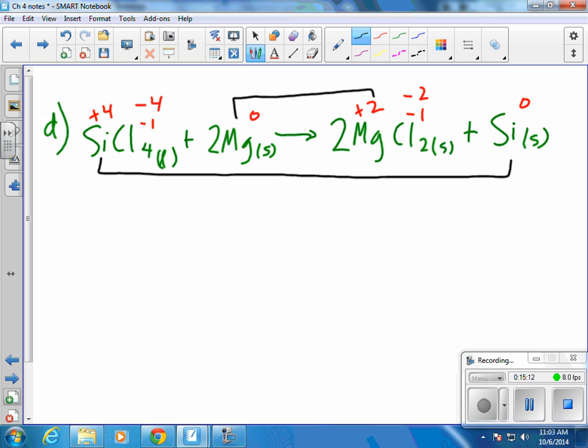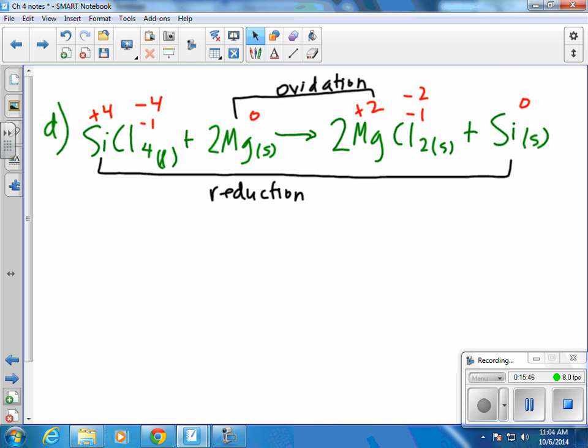Okay, so take a look at my silicon. It's going from +4 to 0. Is that going to be a loss or gain of electrons? +4 to 0 is gaining. So we have GER, so what's that half? Reduction. Here I have 0 to +2. That's a loss, right? So that's going to be oxidation. Get really good at assigning these half reactions, because you're going to need that in the next step.